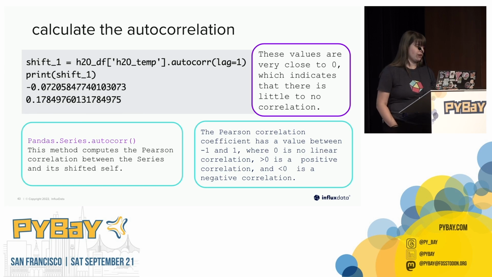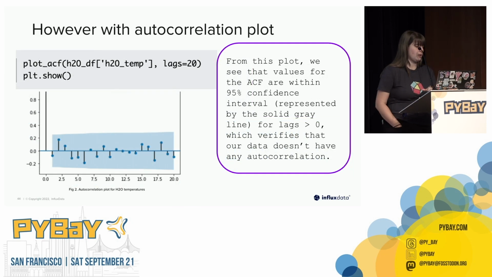But basically for us, we are getting numbers that indicate there is no autocorrelation here. We can also plot this out with an autocorrelation plot, and we can see that the values are within what's called a 95% confidence interval, which you can see by that solid gray line, which verifies that our data doesn't really have any correlation at all. So it doesn't matter what the water levels are, the temperature is not correlated to those rising water levels, which probably just indicates that there's no seasonality.